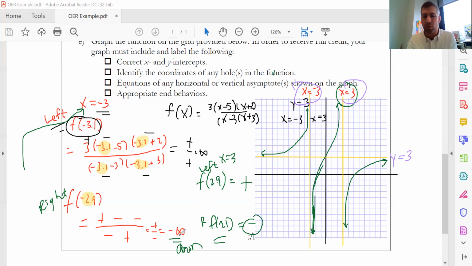We didn't care about the whole number. We just cared about the sign of the number. Okay, where was it going? Up or down? Okay.